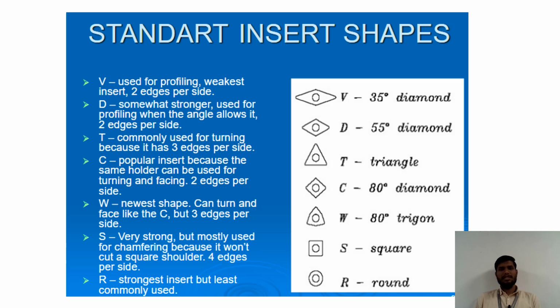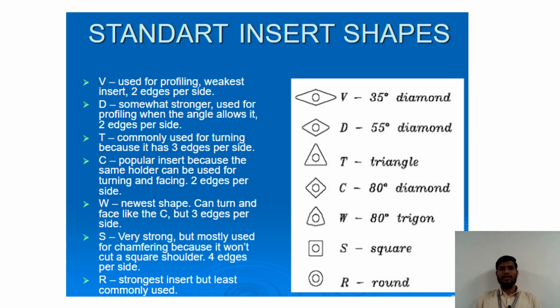V. It is used for profiling. It is known as the weakest insert, 2 edges per side. D. Somewhat stronger, used for profiling when the angle allows it, 2 edges per side. T. Triangle, commonly used for turning because it has 3 edges per side. C. Popular insert, because the same holder can be used for turning and facing, 2 edges per side.